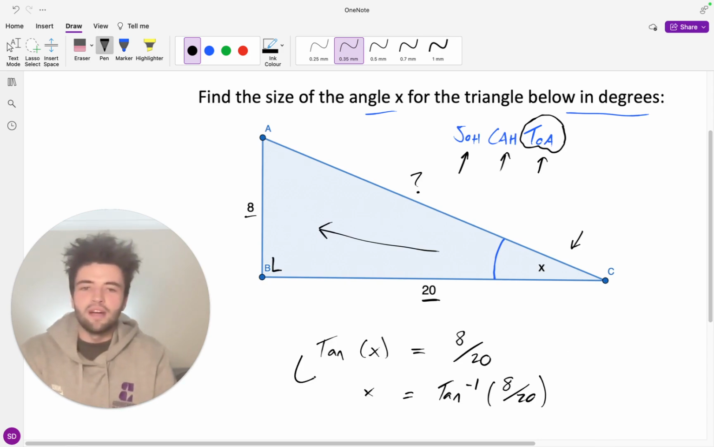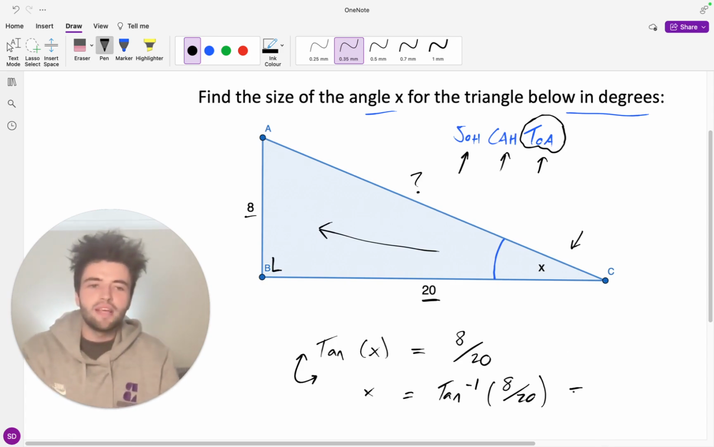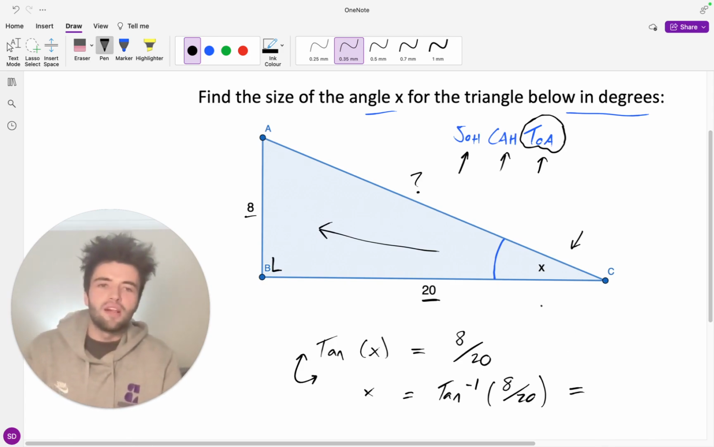So this is going to be something that you need to kind of get used to, is inverting the function to find the value of an angle rather than finding the value of a side. But in any case, now we can just plug this into the calculator to find the value of the angle x. And the value of that angle is going to be 21.8 degrees.